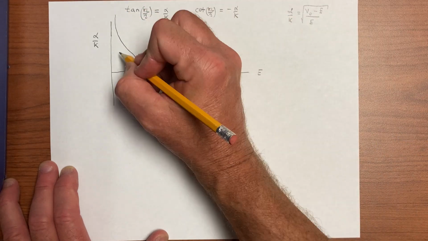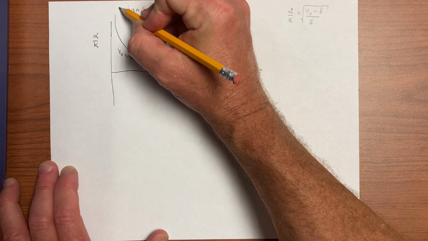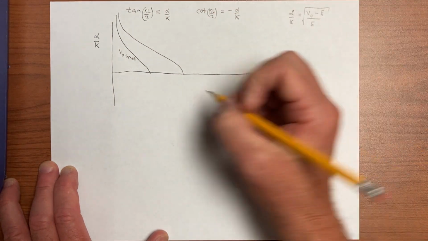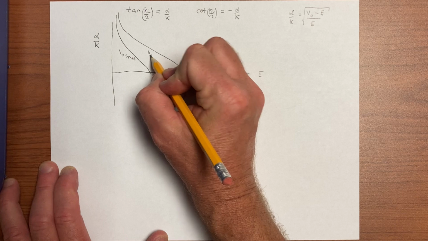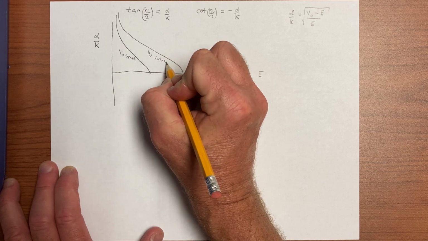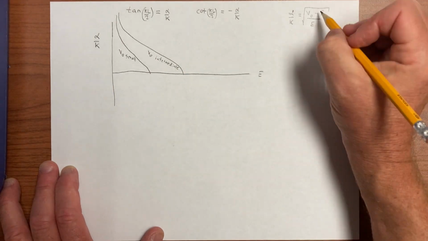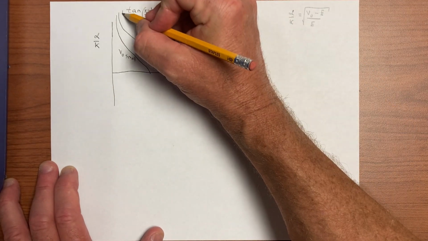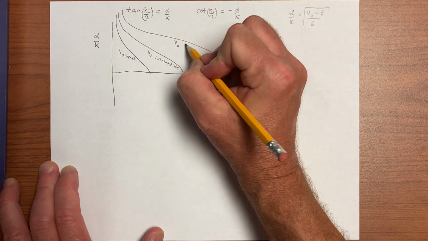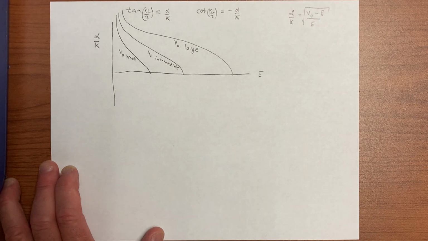So we'll say V naught small, V naught, I don't know, intermediate, and for large values of V naught, V naught large. So the curves look something like that.